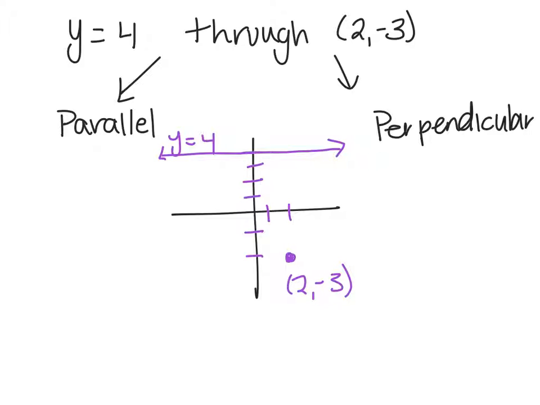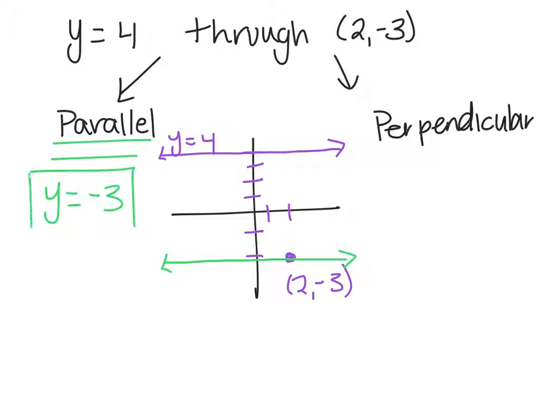I need to find an equation parallel to this, and I need to find an equation perpendicular. So let's start with parallel. Instead of using the equation, I'm going to just draw it out. So if I want something parallel, I know that my line's going to look like this in green. It goes through the y-axis at the y value. So if I have parallel lines, I have y equals -3.